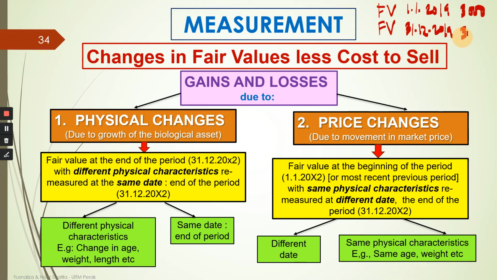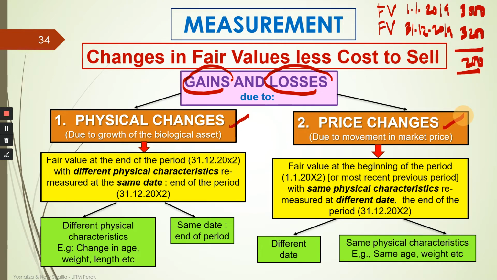So let's say 3,200. So the changes in this is what you call changes in fair value. The changes in fair value can give rise to either gain or losses. Changes in fair value, less cost to sell. So there are two changes in fair value that we need to observe: either the gain or loss due to physical changes, or gain or loss due to price changes.